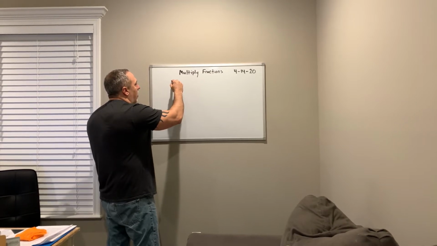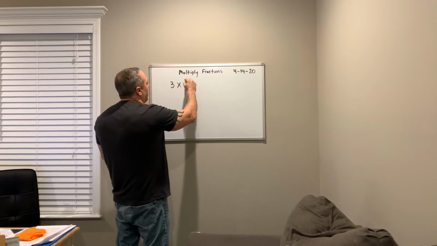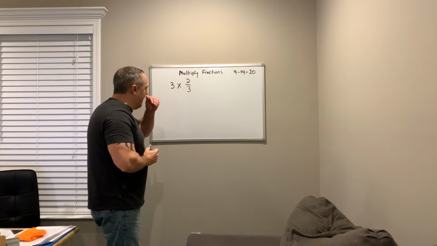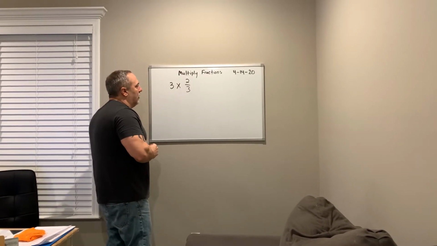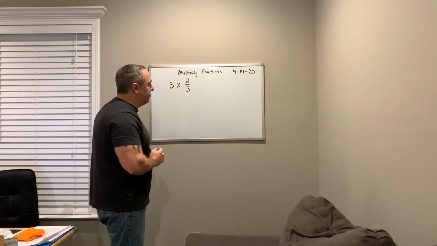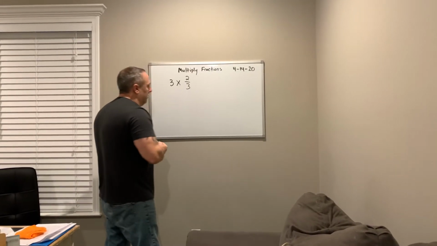You'll have one with a whole number, and it'll look like that. There's your whole number. There's a fraction. This is one method of this. I'm going to give you another one where it's two fractions, and I'm going to give you another one where it's two mixed numbers. So this is the whole number versus a fraction.